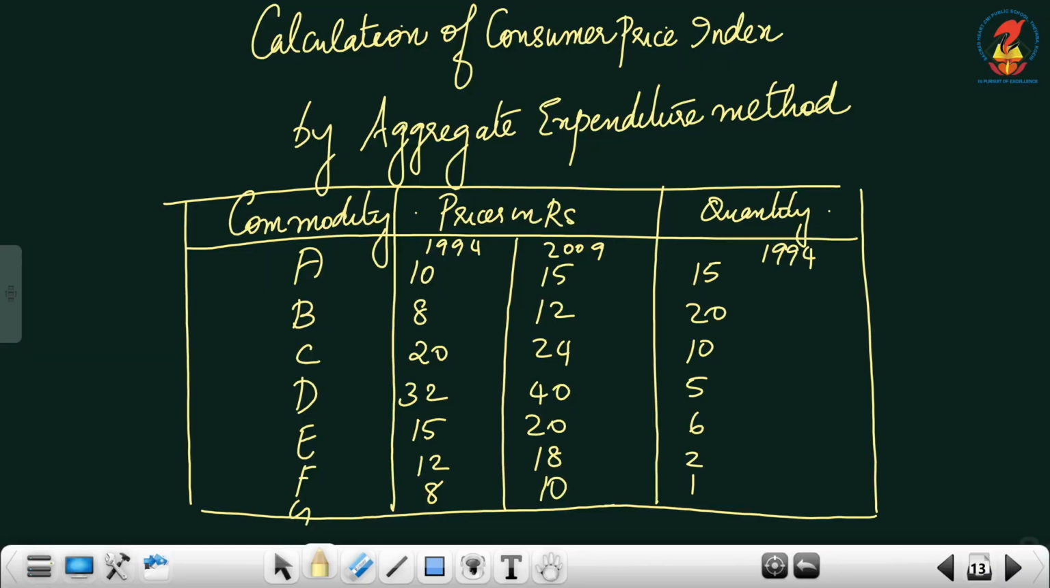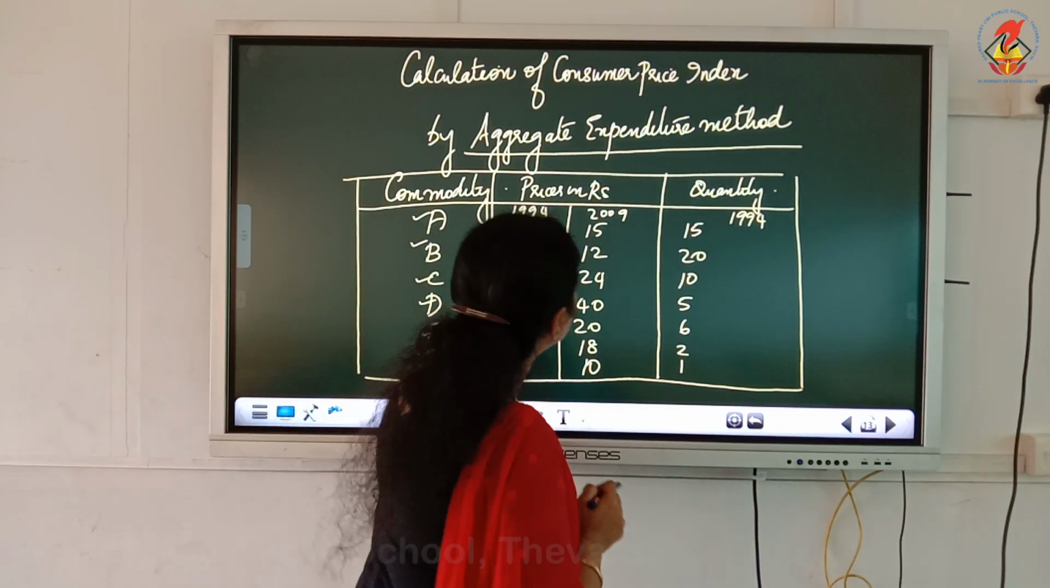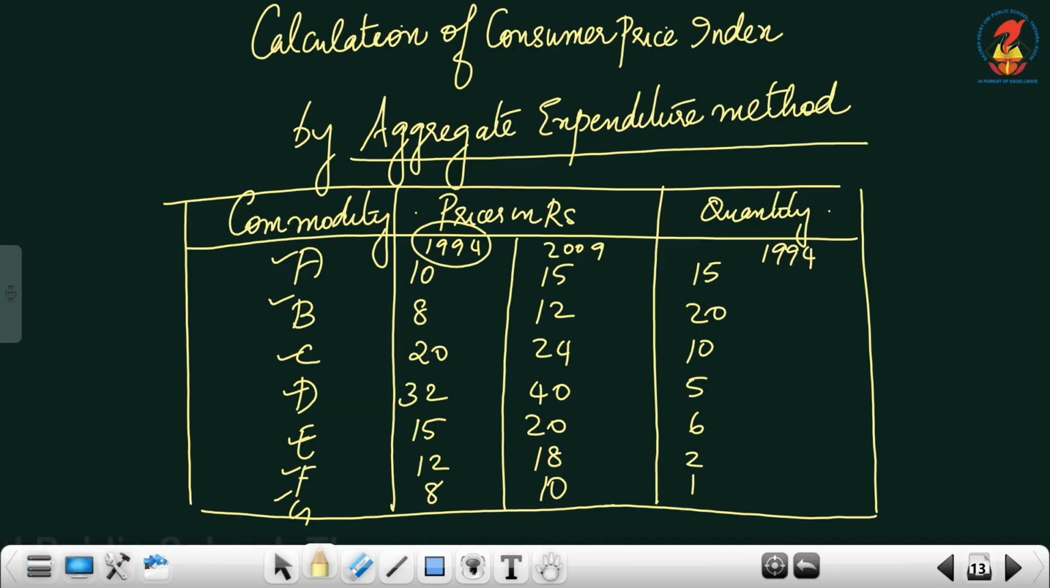Now, mainly we use the aggregate expenditure method to calculate the consumer price index. Let me give a small example. Here, different commodities are given, commodities A, B, C, D, E, F, G, which are consumed by a particular family. The prices are given: prices in 1994 and prices in 2009. The price of commodity A in 1994 is only 10, and it has increased to 15 in 2009. The price of commodity B is 8 in 1994 and it has increased to 12 in 2009. Definitely it will increase.